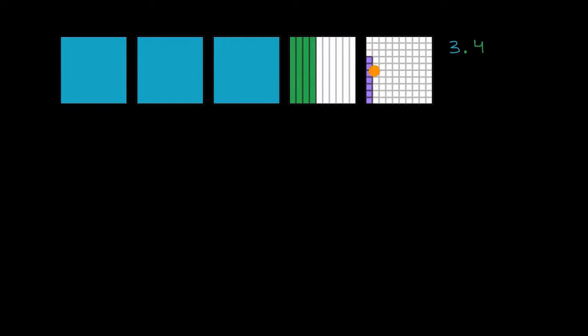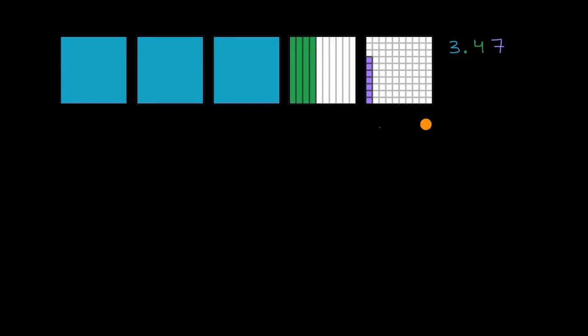y en esta parte una unidad está dividida en 100 secciones iguales. Esa es una cuadrícula de 10 por 10 y podemos ver que 1, 2, 3, 4, 5, 6 y 7 de ellas están coloreadas. Esto representa 7 centésimas. Esto es 3.47 o 3 y 4 décimas y 7 centésimas o 3 y 47 centésimas.